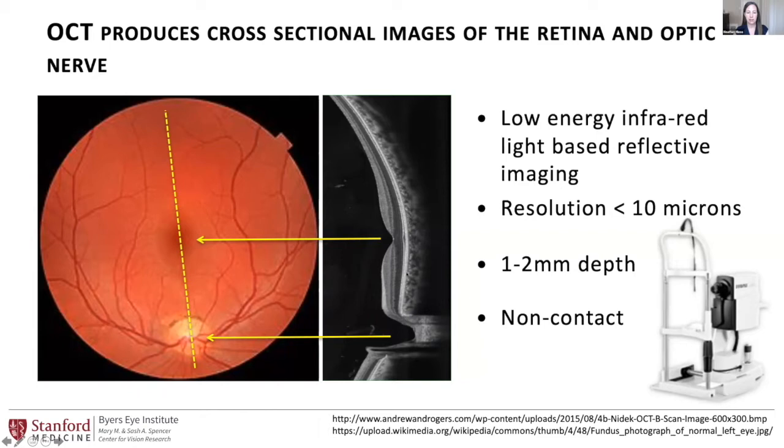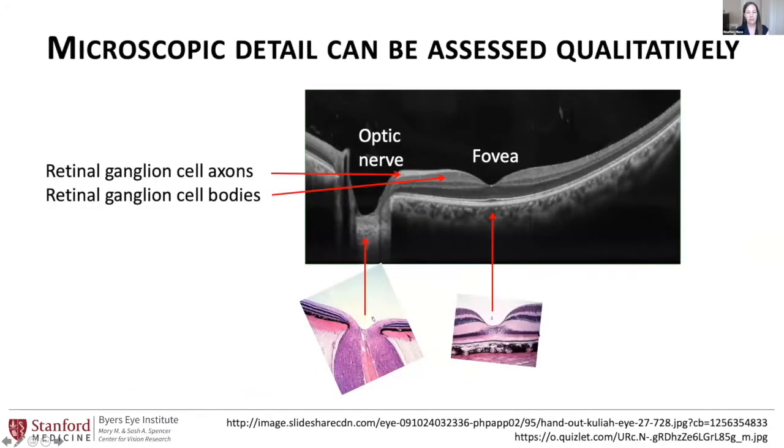And we can see the individual layers, and we get resolutions under 10 microns. And with each new year and each new technology, it gets better and better. And what we can do with this is that we can assess the microscopic detail of the back of the retina in living people and also in living animals. So for comparison, at the bottom here are histology pictures taken with slicing through the optic nerve and with a microscope of the optic nerve and of the fovea, and you can see how the layers are very similarly seen on the OCT scan. And in particular, we can see the retinal ganglion cell axons, meaning the cables, as well as the cell bodies, or sort of the brain of the cell, as they come together on the retina and then head back to the brain through the optic nerve.